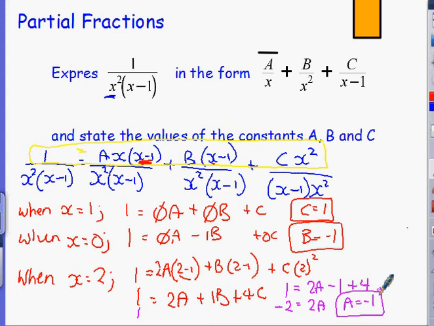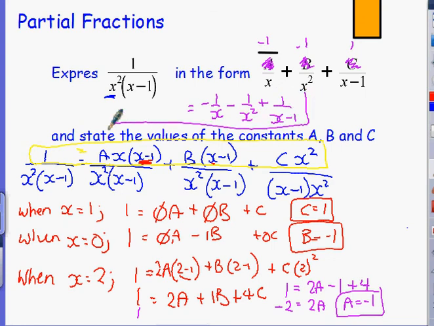Brilliant. Having got that then, what I need to do is to go back to the original question and then change the a for minus 1, the b for minus 1, and the c for 1. So you would write that as minus 1 over x squared plus 1 over x minus 1. Okay, that is what you would write down.